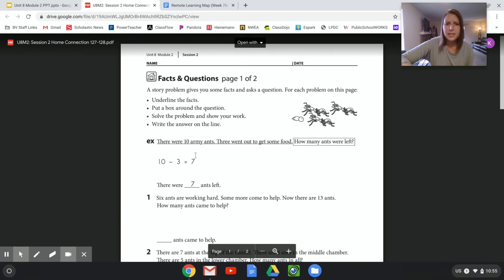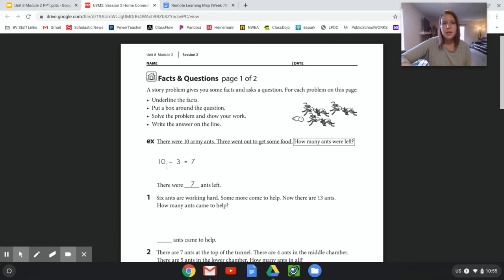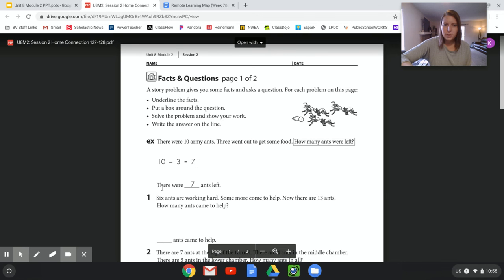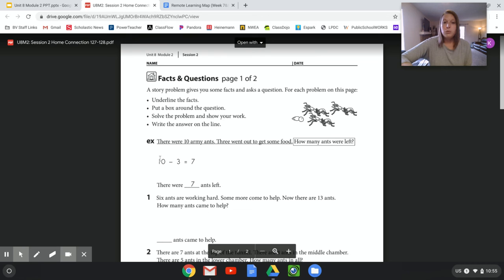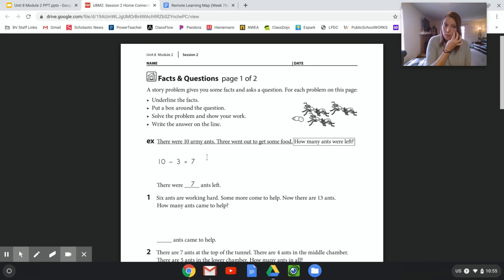So the way that they did this is they wrote a number sentence. There were 10 army ants. 3 went to get some food, so they did 10 minus 3 equals 7. How many ants were left? There were 7 ants left. So this is a good way to do it. If you don't want to write a number sentence, you could draw a picture, or you could get out cubes, popsicle sticks, whatever you want to build it.